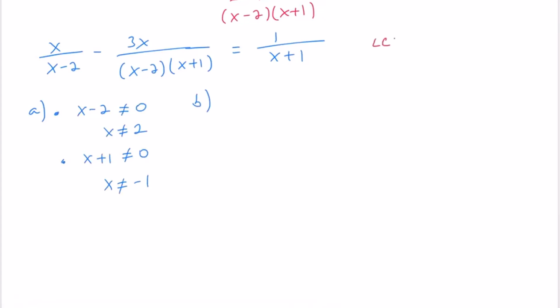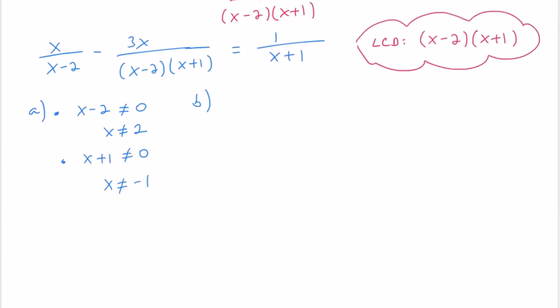Get the least common denominator. The least common denominator is the combination of each group on the denominator. So on the denominator, we have the group x minus 2 and we have the group x plus 1. So we need to multiply everything with x minus 2 times x plus 1.